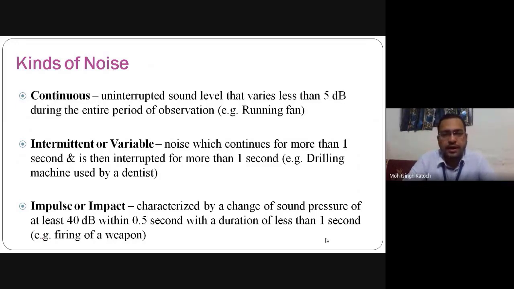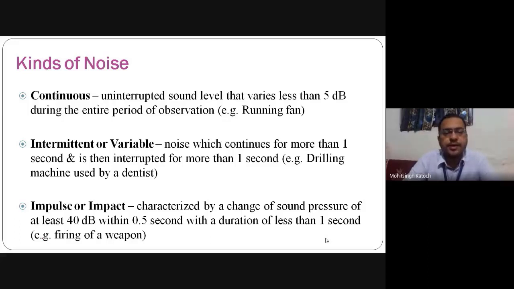So any uninterrupted sound level that varies less than 5 decibels during the entire period of observation is known as continuous noise. A good example of continuous noise is a running fan. It doesn't irritate you even if it is running for 4 to 5 hours because its intensity is less than 5 decibels, which is well below the tolerable limit of human ears.